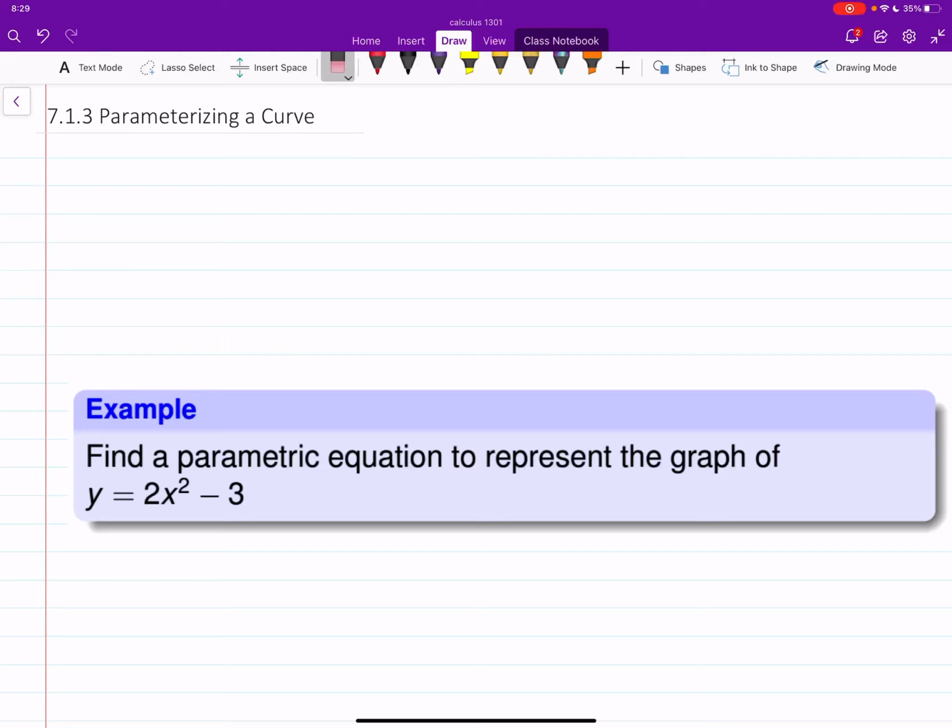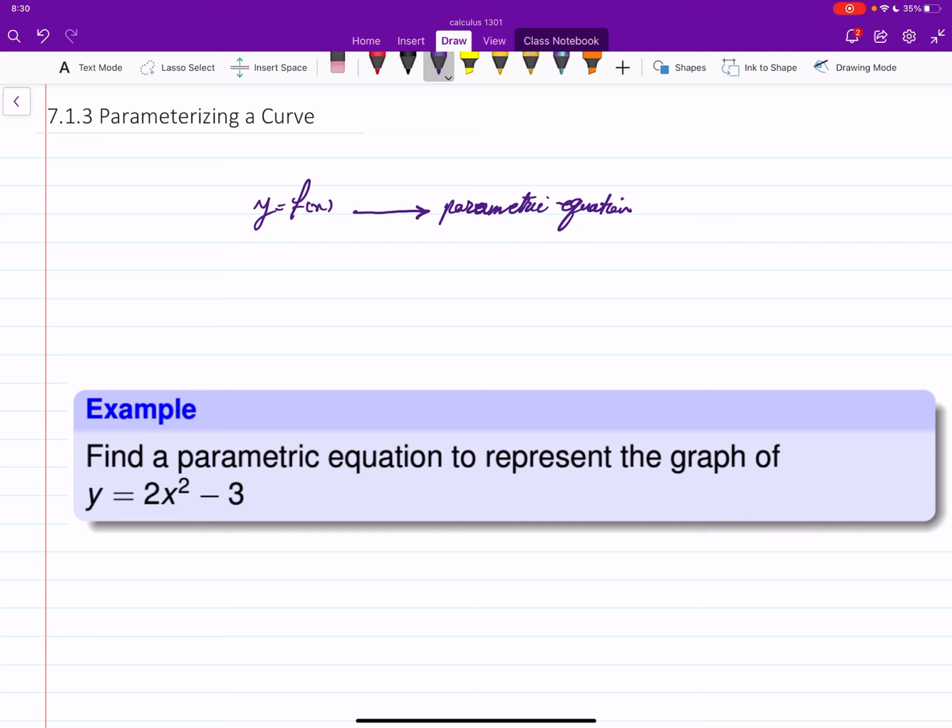Hello everyone. In this video, we will learn how to parameterize a curve. In other words, if someone gives you an equation in only x and y, the best case is one where y is explicitly a function of x, then can you turn this into a parametric equation?